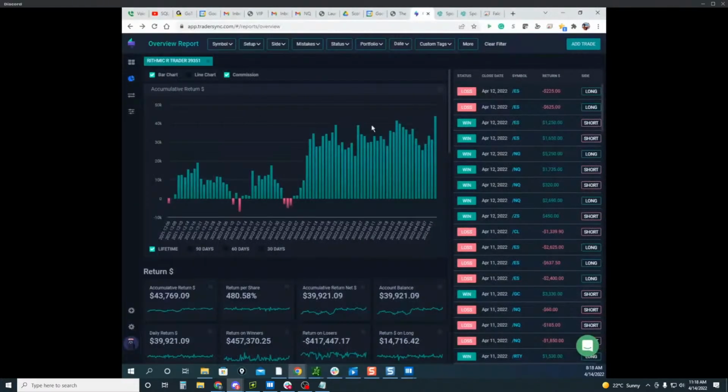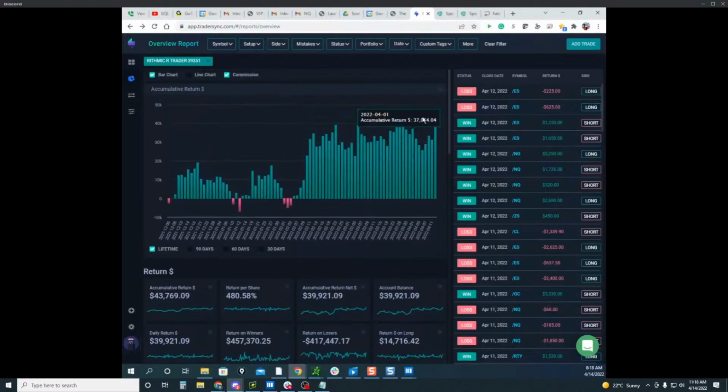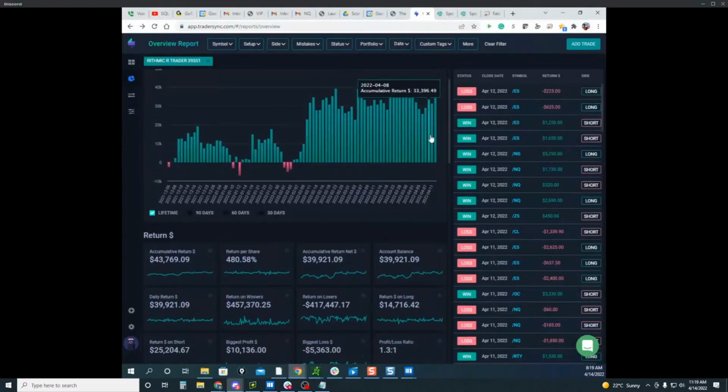Here's my P&L. So total 43,000. That's before commission. So 39,000. This is since like mid-December. Again, trading tiny, guys. This is not trading like 20 lots. This is trading 2 lots, right?